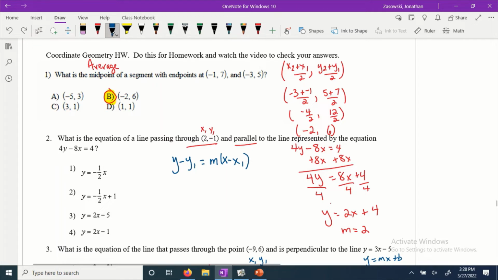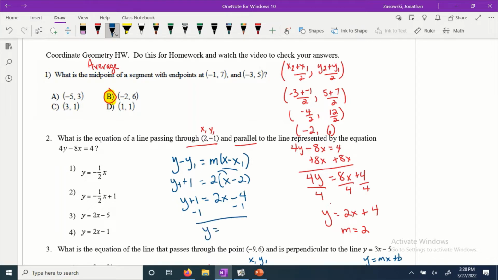So once again, we're going to plug our point: y minus -1, so that's going to be plus 1, is equal to 2 times x minus 2. All right, we're going to distribute through, because remember we're going to get it in y equals mx plus b form. We're going to get y plus 1 is equal to 2x minus 4. Remember, it's 2 times x and 2 times -2. And then subtract 1 to get our final answer, which is y equals 2x minus 5. And that's going to be choice 3 here.